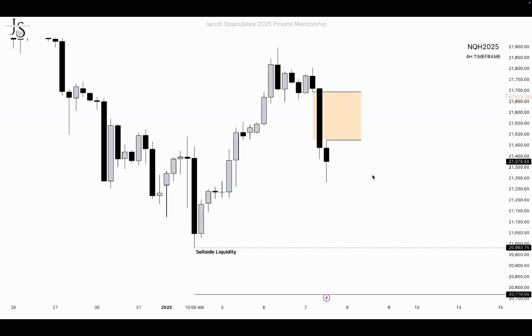All right, so now we're looking at the NASDAQ currently for where it is priced at. Now, what I would like to see is this fair value gap being retraced back into, and then continuation lower, taking out this sell side liquidity, and then maybe reaching for that 2770 level.